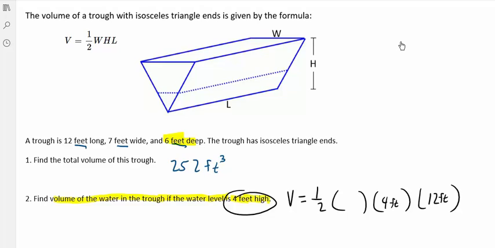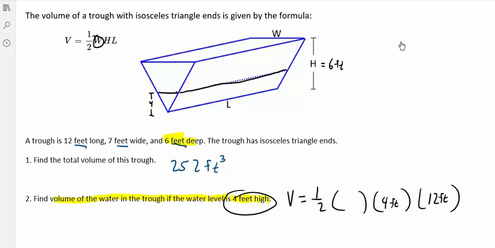So the only thing left to find would be the width of, say, a smaller trough, where the water level is only this high right here, with a height of 4 feet, compared to if the trough were full, the height was given to be 6 feet of water.